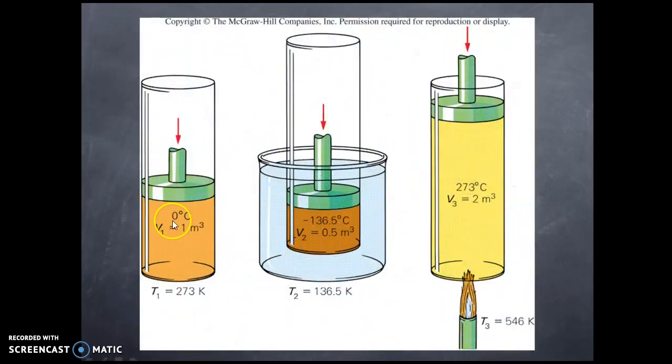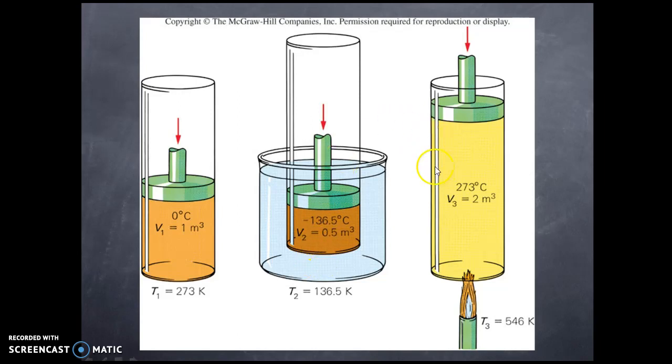You can see in this picture right here, you're keeping the pressure the same. But when you look at the temperature right here, this is at 0 degrees Celsius, which is equivalent to 273 degrees Kelvin, and the volume is 1 meter cube. In this case, you are reducing the temperature. So you're freezing it, but you're keeping the same amount of pressure. You're not changing any pressure. So when you're decreasing the temperature, you see that the volume also decreases.